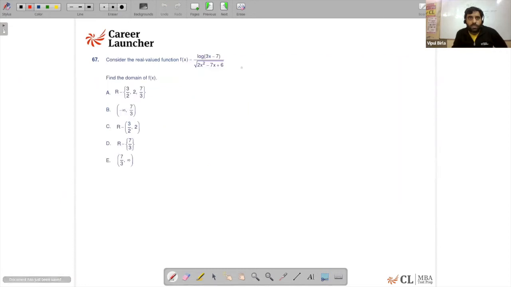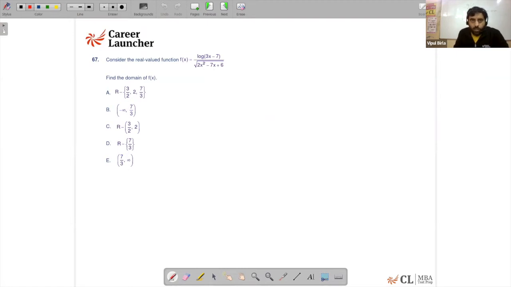All right, guys. Question number 67. It says, consider the real valued function f(x), log of (3x minus 7) and root of 2x. We are looking for the domain of this. So basically, what values can be given to x, that is the domain for f(x).